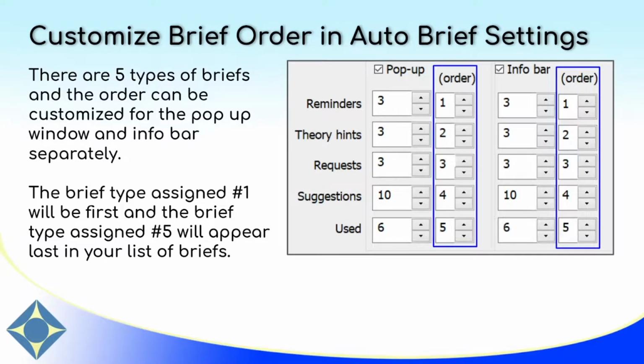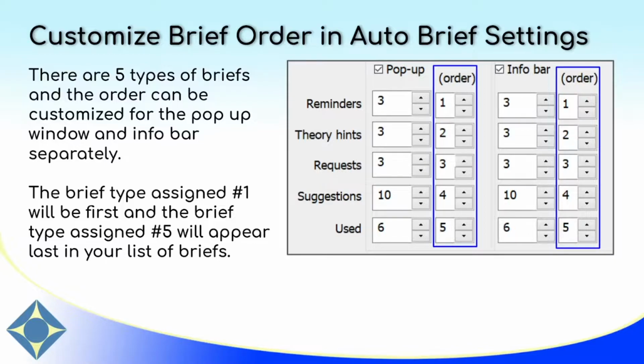Currently in Eclipse, the order in which different types of briefs come up is not customizable, and your briefs will always show up with reminders first, theory hints next, requests third, suggestions fourth, and used briefs last.